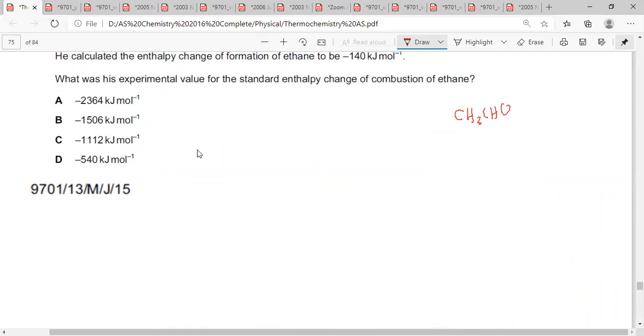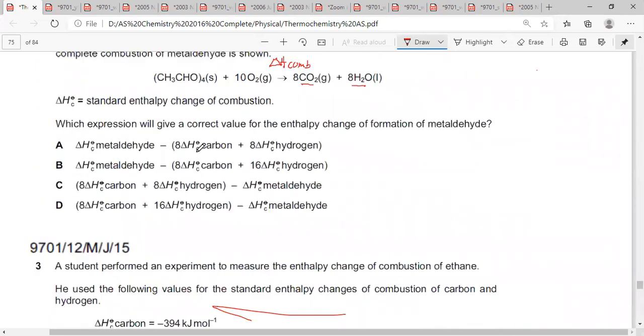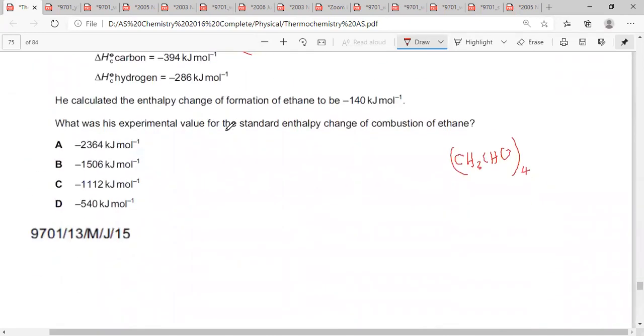CH3CHO, bracket 4. See carefully, right? So it's solid here. Heat of formation means what? I form from carbon plus hydrogen plus oxygen. Total how many carbons here? 2 times 4 is 8, so it's solid here. Hydrogen, how many? 4 times 4 is 16, so it's 8 here. Oxygen is 1 here, so 4 is 2 here. So it's gas. Understand now?